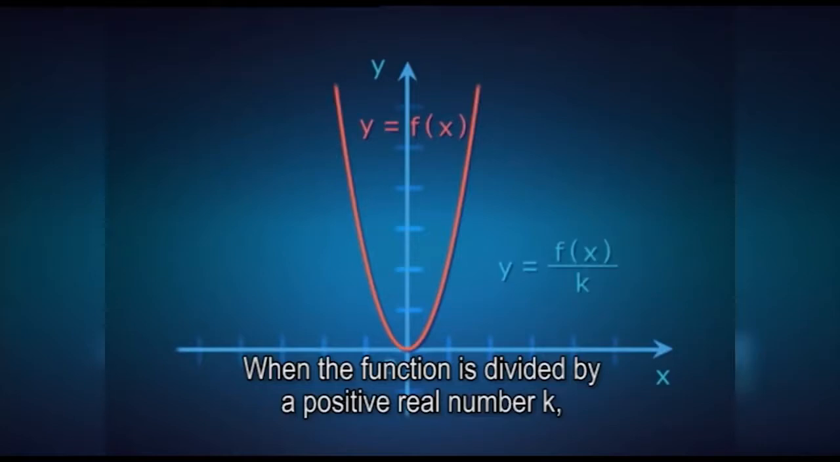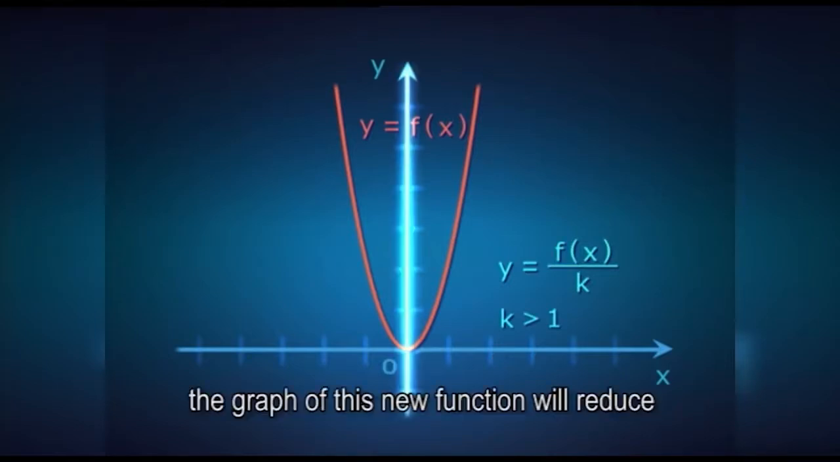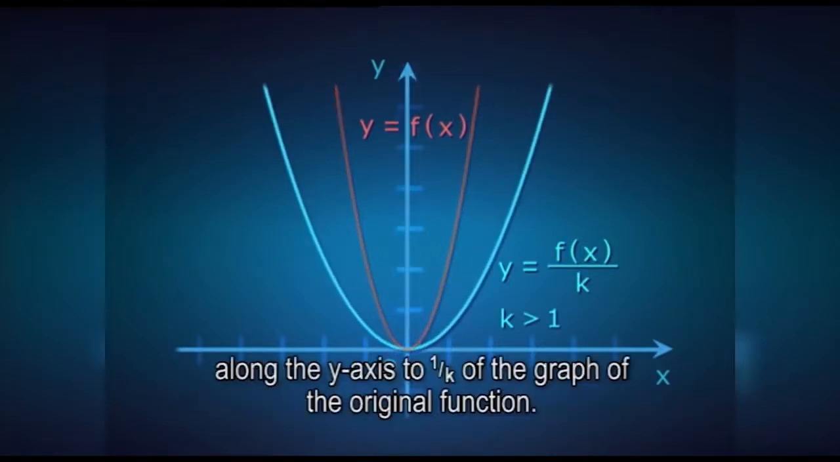When the function is divided by a positive real number k, while k is greater than 1, that is the dependent variable is divided by k, the graph of this new function will reduce along the y-axis to 1 over k of the graph of the original function.